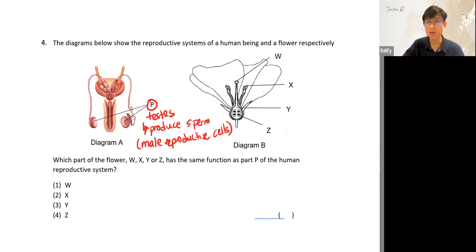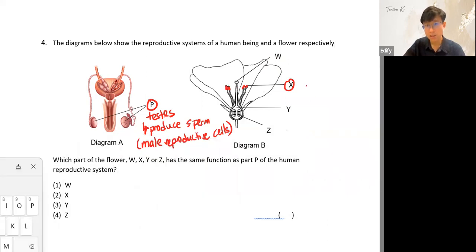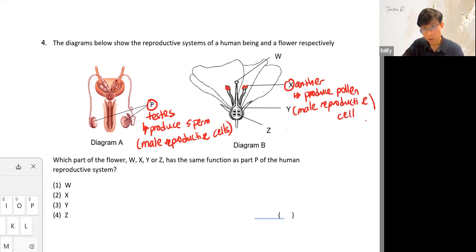Okay, so this is the male reproductive cell. All right, and which part of the flower produces the male reproductive cell? Yes, it is the anther. So this X is the anther, which also produces the pollen grain, which contains the male reproductive cell as well. Okay, so the answer will be X, answer 2.